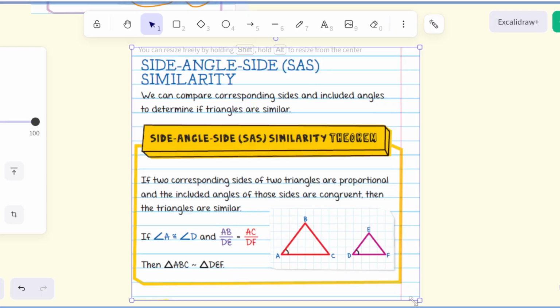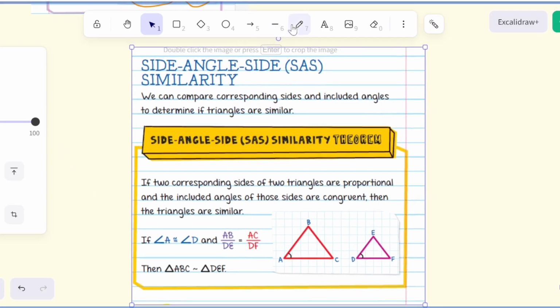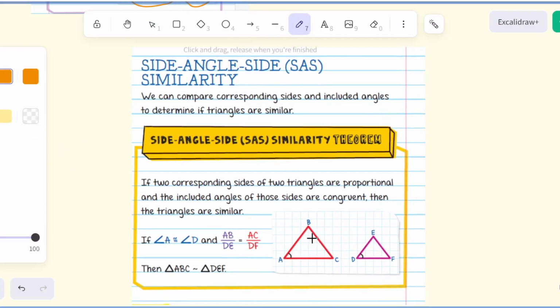Or else, if you have two triangles and if you prove two ratios to be the same, you don't have to prove the third ratio to be the same. If you prove two to be the same and the angle between them to be the same, then also you can say that the triangles are similar.